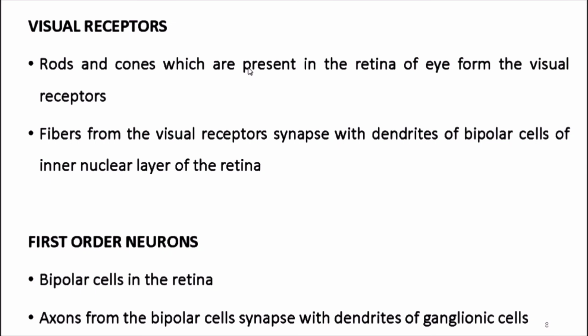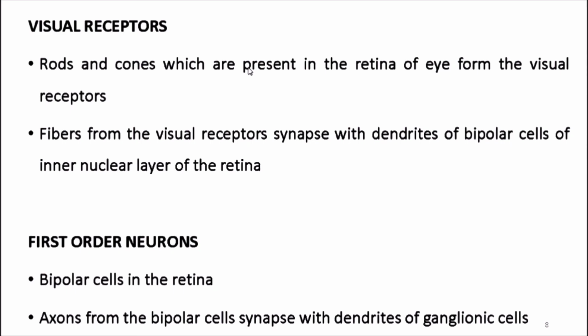Okay, so first here are the visual receptors. The receptors are the rods and the cones present in the retina of the eye. The fibers from these visual receptors synapse with the dendrites of the bipolar cells of the inner nuclear layer of the retina, which is one of the layers of the retina. That is what is happening in the role of visual receptors.